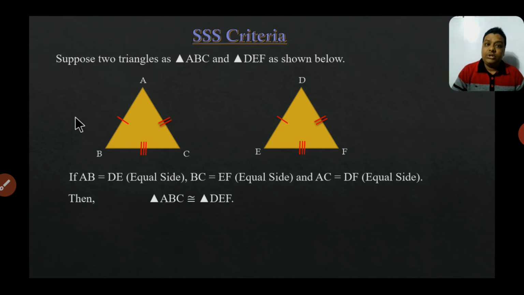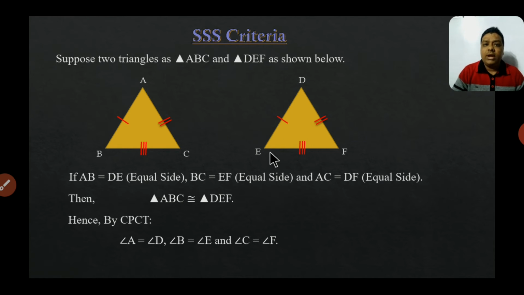Okay. And if these triangles are congruent, the rest part of this triangle will also be equal to the rest part of this triangle. What is the rest part? All the three angles. Angle A will be equal to angle D, angle B equals angle E, and angle C is also equal to angle F. Okay dear? So this is the triple S criteria.